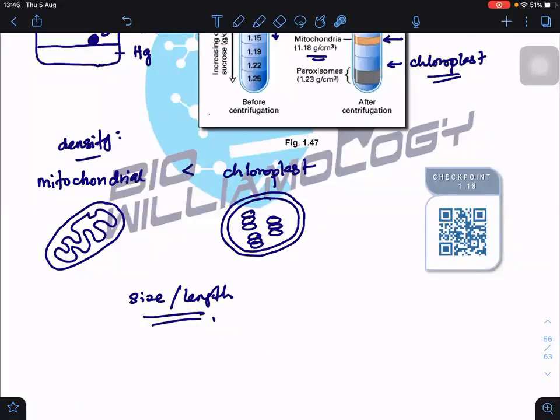So again, guys, since I have to record it again in this part, just to assure you, chloroplast here have higher density compared to the mitochondria. The reason is they have extra membranous structure here, known as the thylakoids that form the grana. So in terms of size or length, they are almost the same.